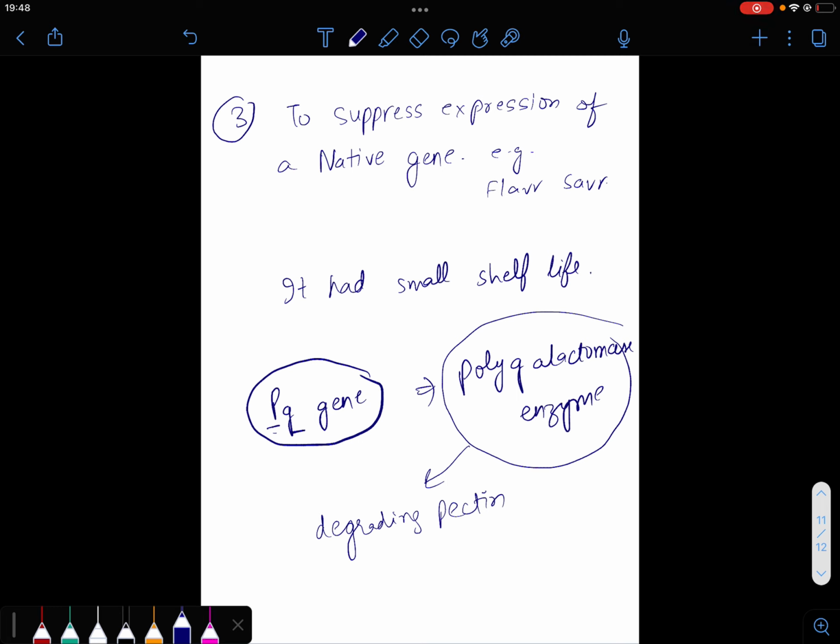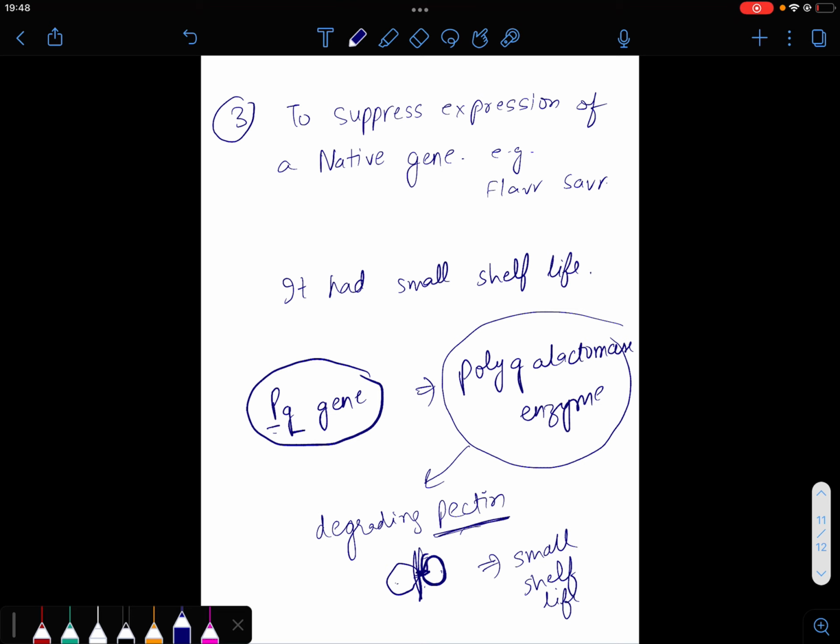Pectin is the compound which makes the middle lamella, which connects two cells in plants. This polygalactomase enzyme degrades this pectin, and due to which the tomato had smaller shelf life, and the tomato used to rot easily because this enzyme was degrading the pectin, which makes the middle lamella which connects the two cells in plants.